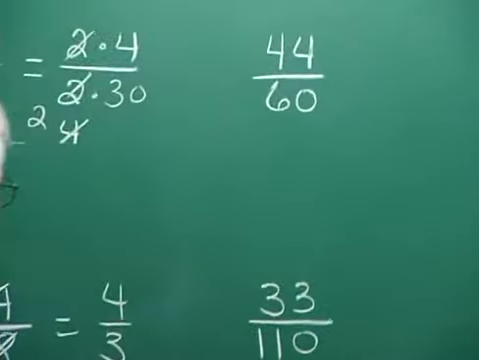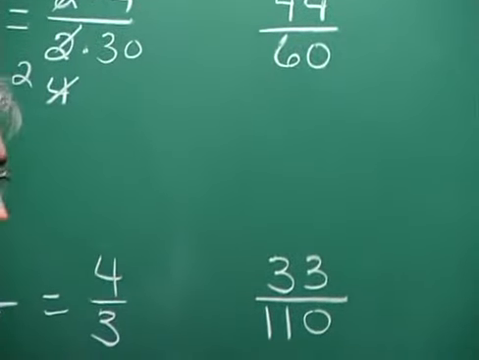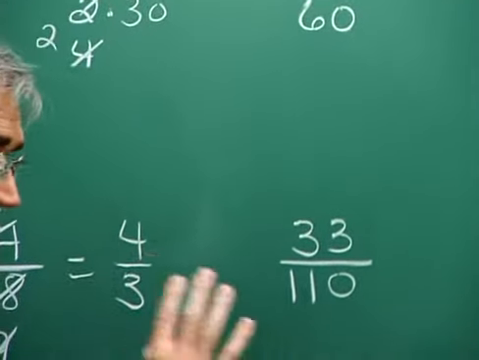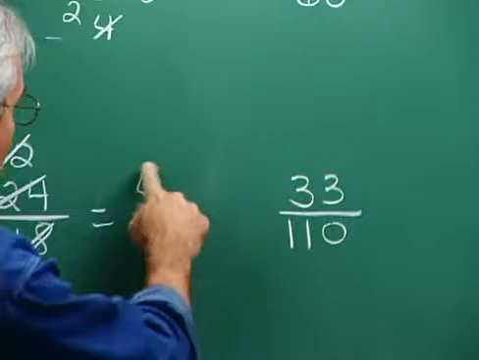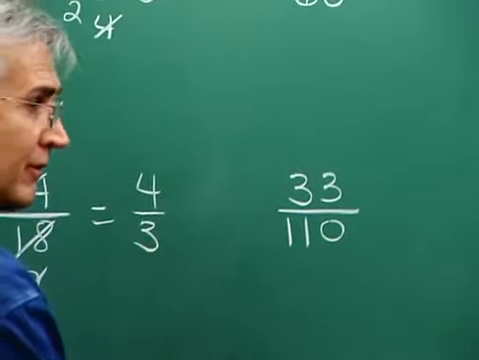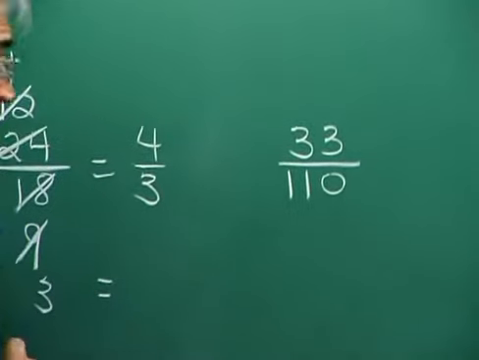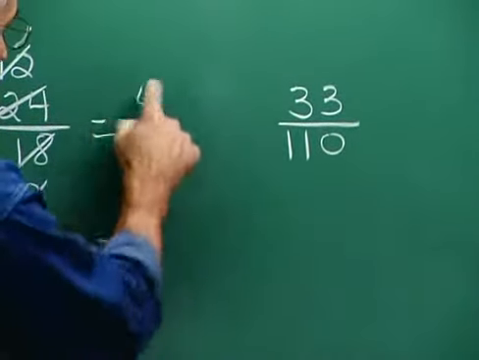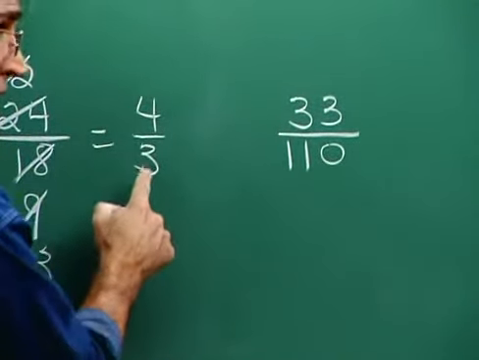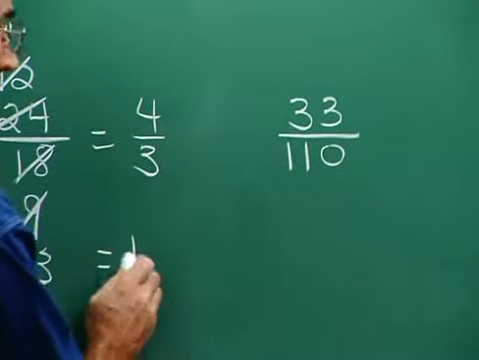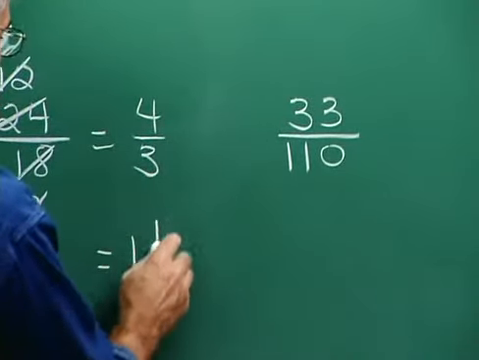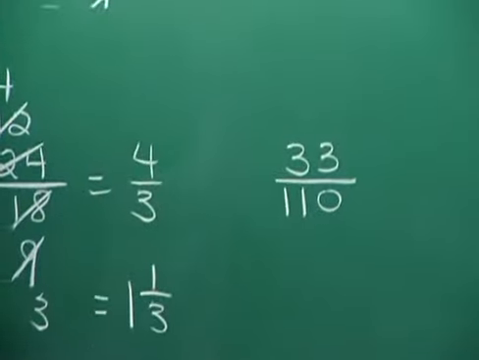Oh, and by the way, your instructions may be to just reduce and not worry about improper fractions. If we're concerned about improper fractions and we need to write them all as mixed numbers, which may be the case in our directions, then we would have to change this to, well, let's see, 3 into 4 goes 1 with 1 left over. So this is 1 and 1/3 as a mixed number.